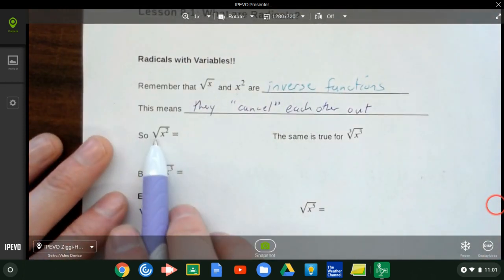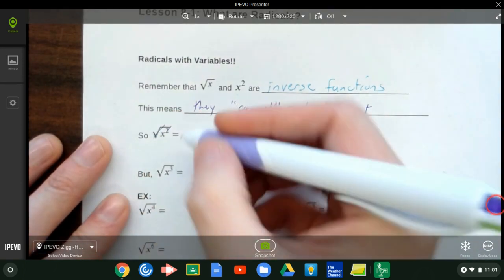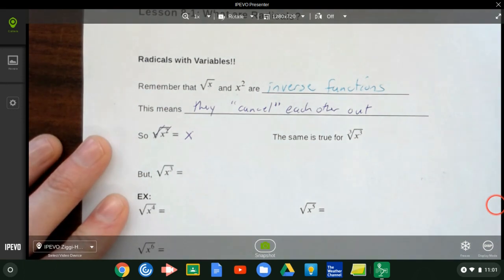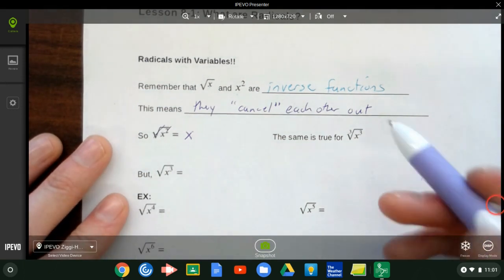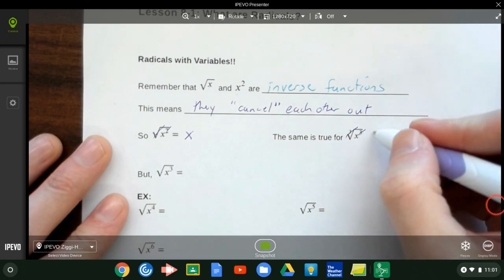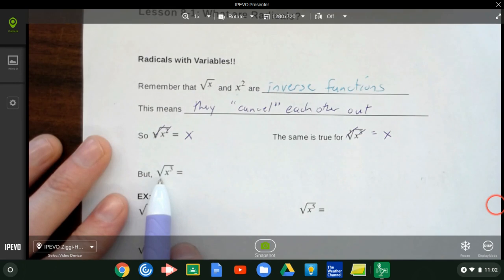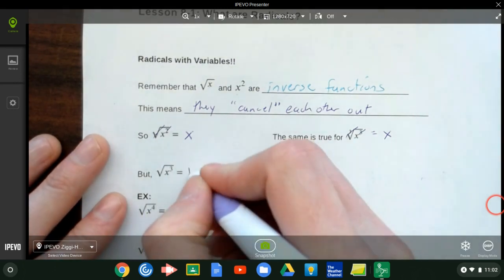So the square root of x squared, the square root and the squared cancel, leaving me with just x. This is true for any roots. The cube root of x cubed, cube root and cubed cancel out, leaving you with just the x. But the square root of x cubed, well, that's two different things. So, but I can do this.